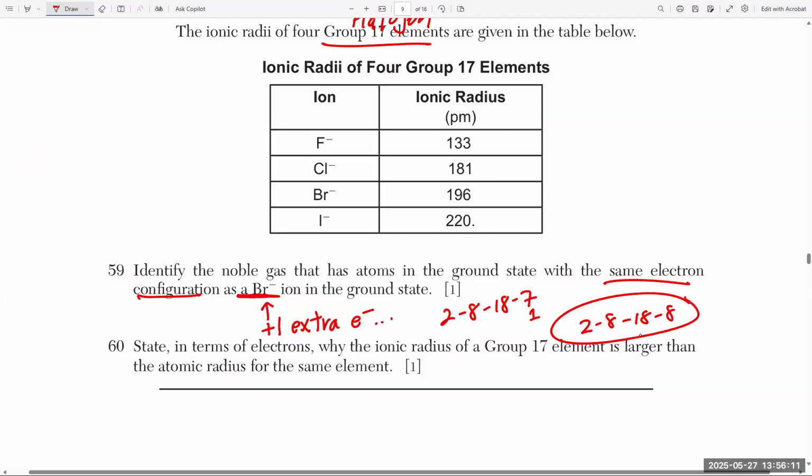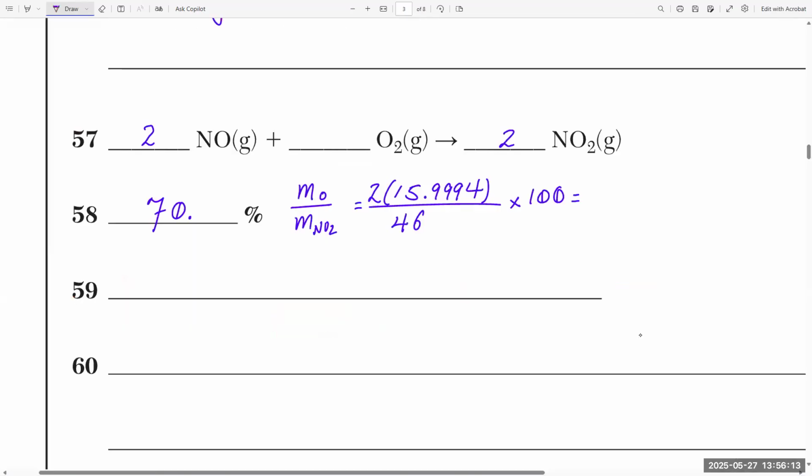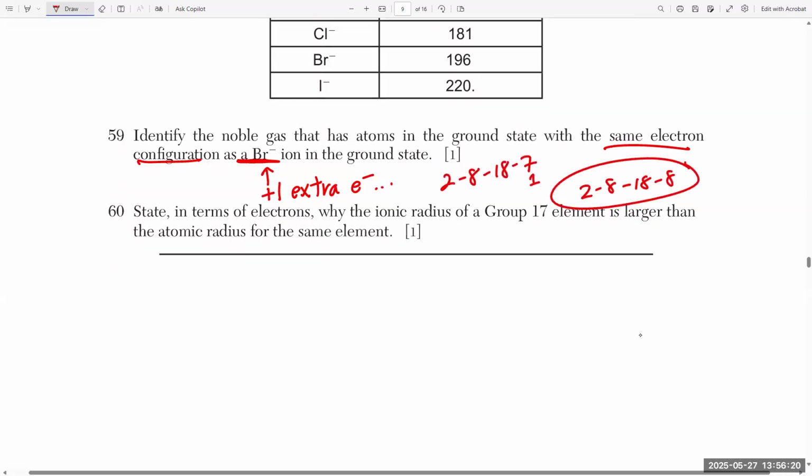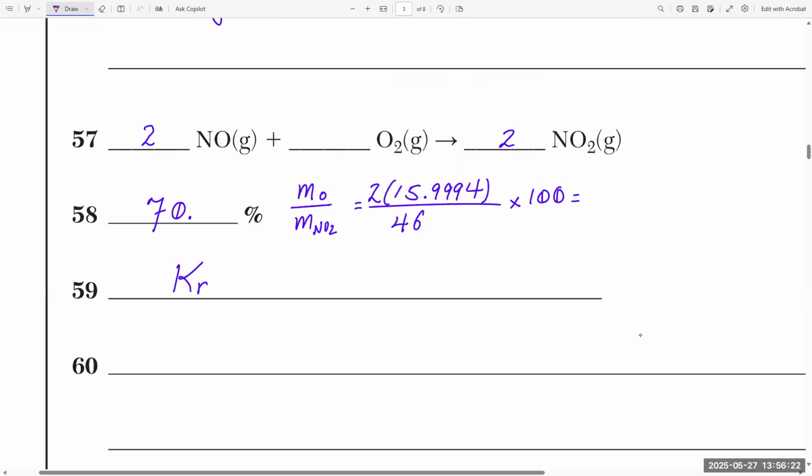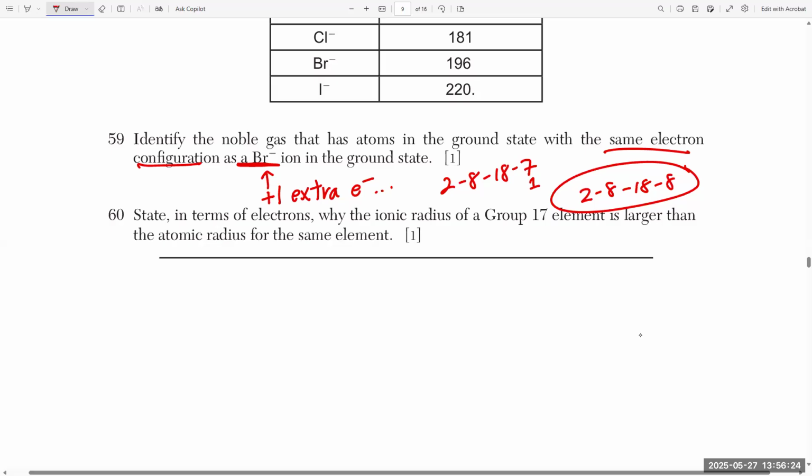That's krypton, right? So that's literally what you're going to write, Kr, or write in krypton. All right, let's go. Oh, that's 60, right? I'm sorry. Should I? Oh, that's correct. That's 59. All right, let's go to 60.